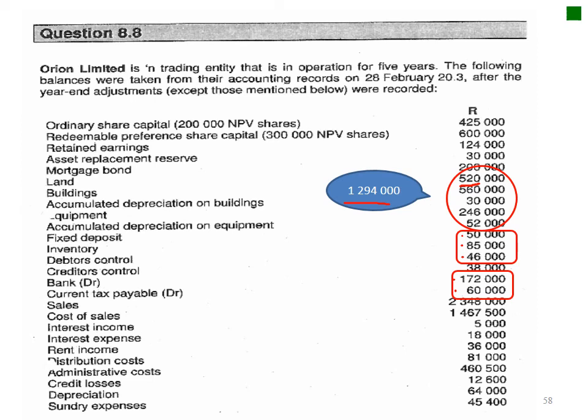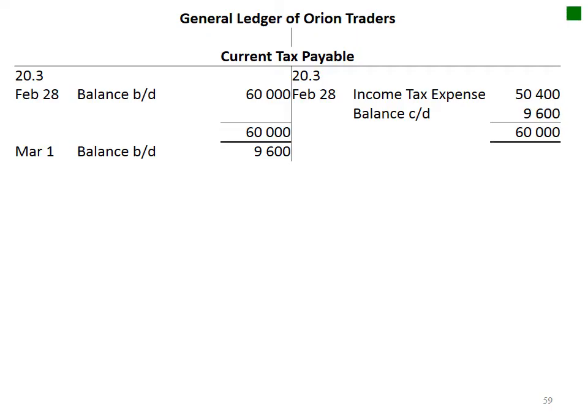It's important that you will have made ticks along the way as you've used amounts in your question to make sure that you haven't forgotten anything at the end. Remember, this was the current tax payable amount that I just spoke about. There's the 60,000 from the trial balance, but on the statement of financial position, we actually show the 9,600.